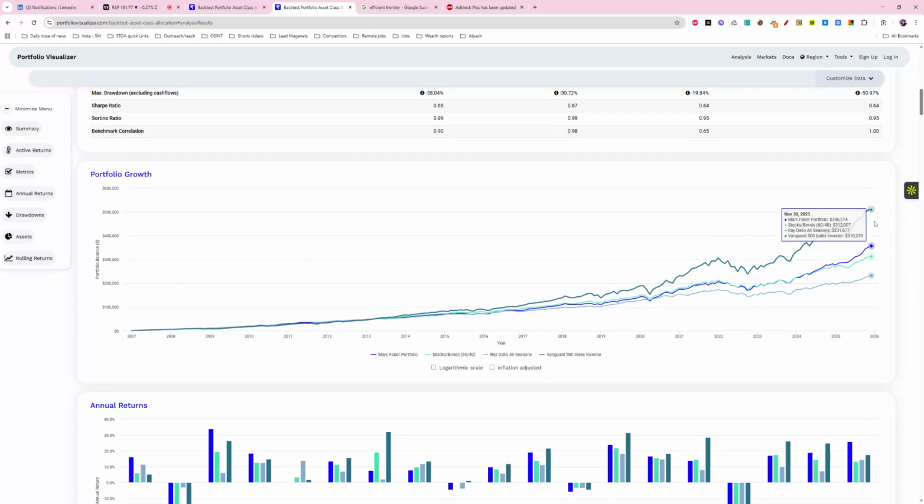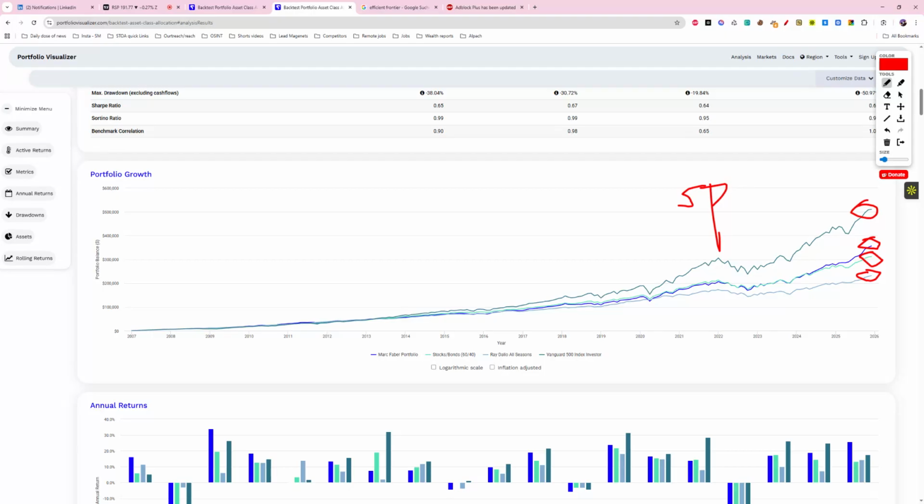Upstairs, we see the S&P 500, right? So that line over here is the S&P 500. And the blue line is mine, and this turquoise line is the bond strategy, and one strategy is missing. I would assume this is the Ray Dalio strategy. So the Ray Dalio strategy tends to not be the best in our case.